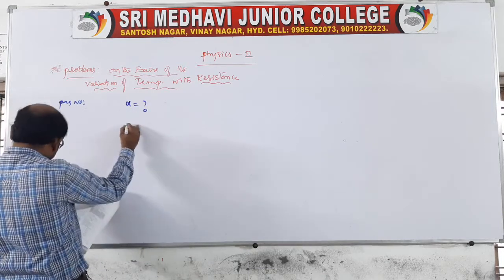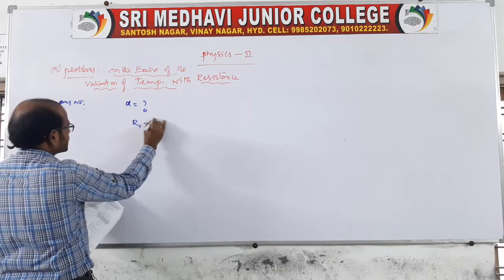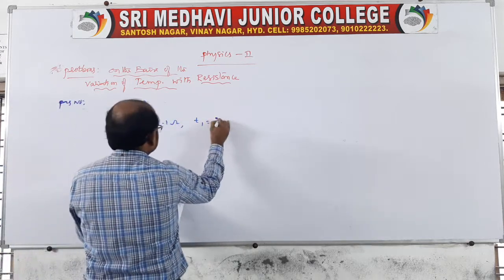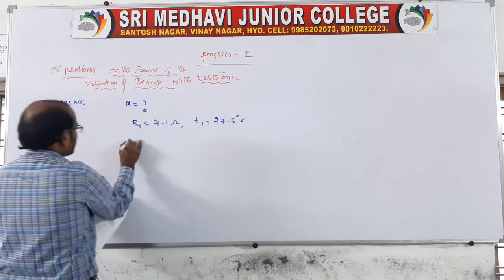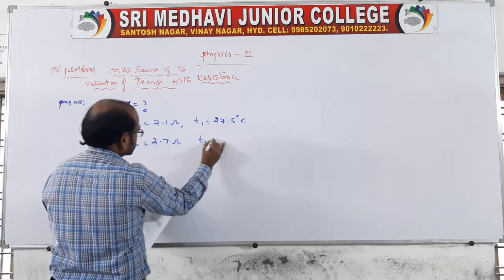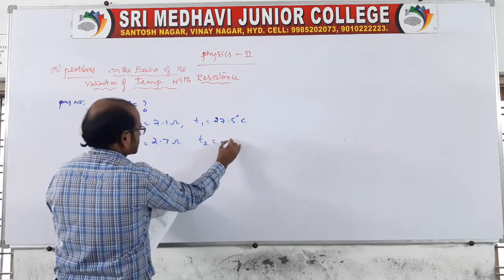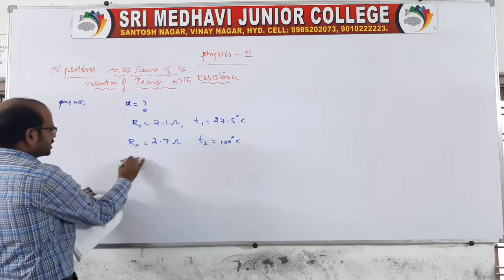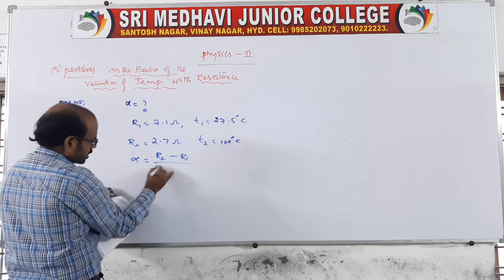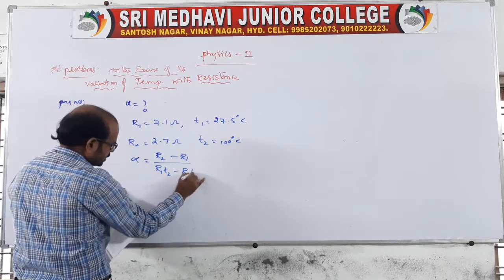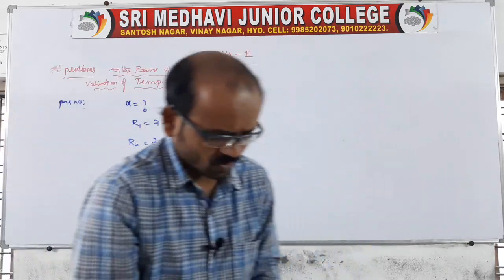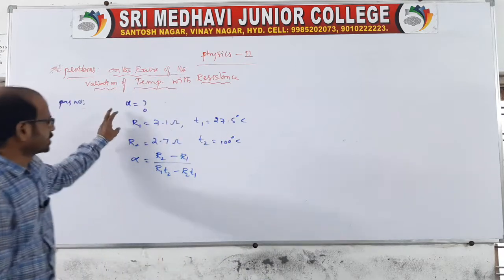Of course, there is given data, so you write it. R1 is given as 2.1 ohm. At this resistance, the temperature is given as 27.5 degrees Celsius. And R2 is given as 2.7 ohm when the temperature changes to 100 degrees Celsius. Of course, we have the formula: alpha is equal to R2 minus R1 by R1 T2 minus R2 T1. Very simple, because all the values are given, so you substitute all the values.